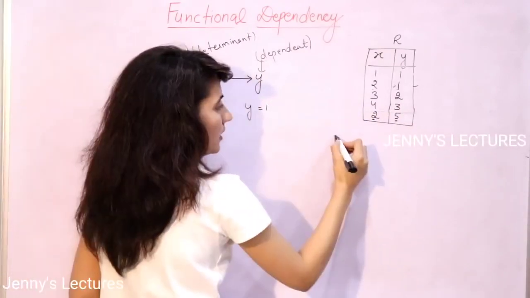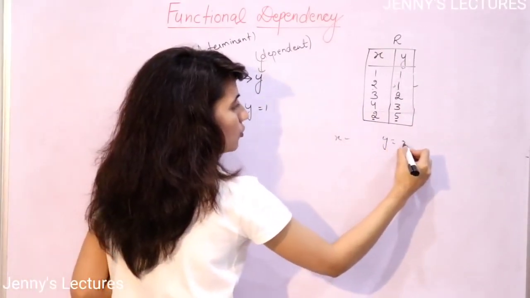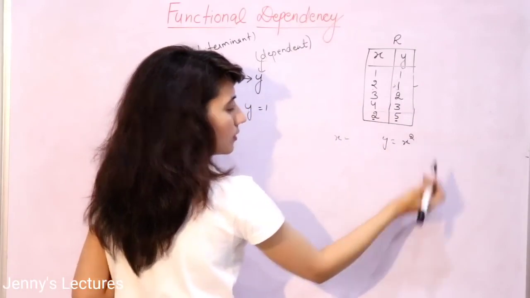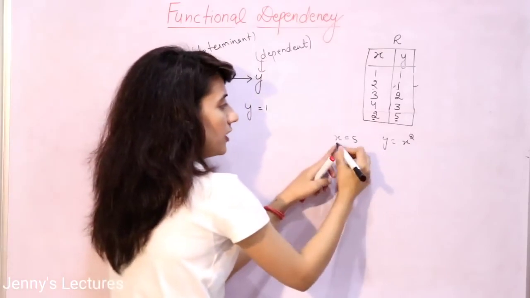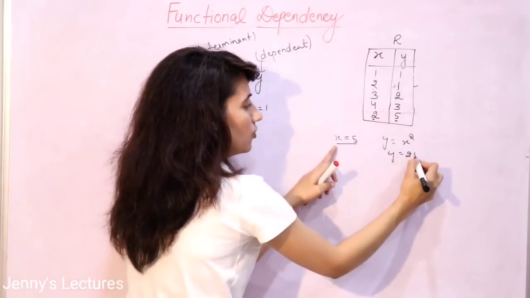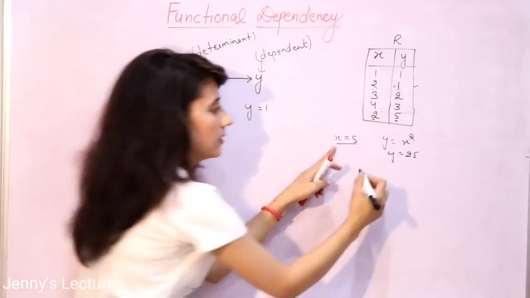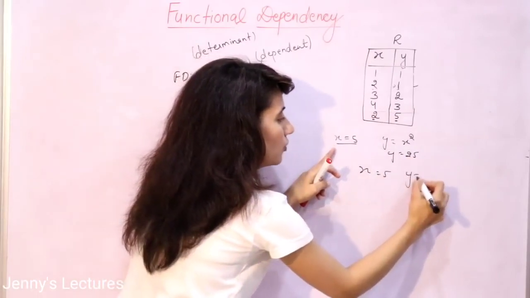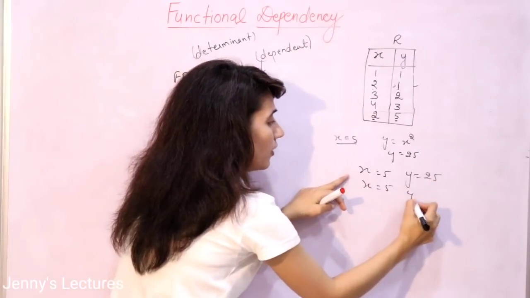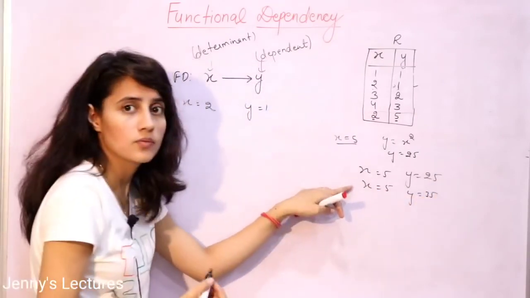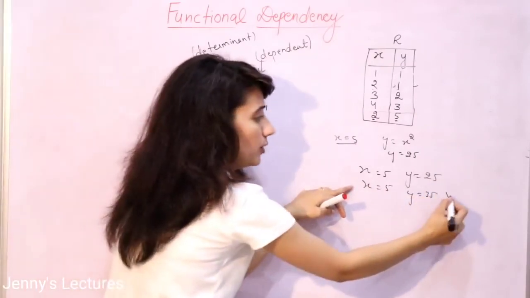See, the same example, if y is equal to x square, and I am taking x equal to 5, right? So now for x equal to 5, y is equal to 25. x is equal to 5, y is equal to 25. If I write x equal to 5, y equal to 35, then definitely it would be wrong.